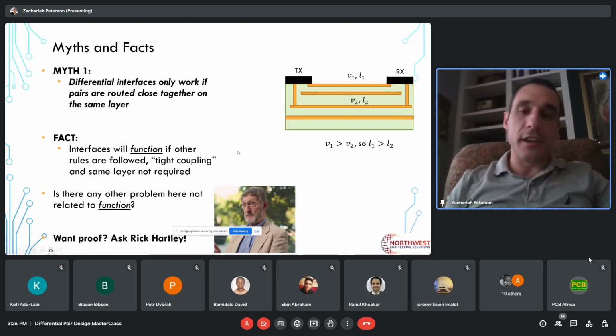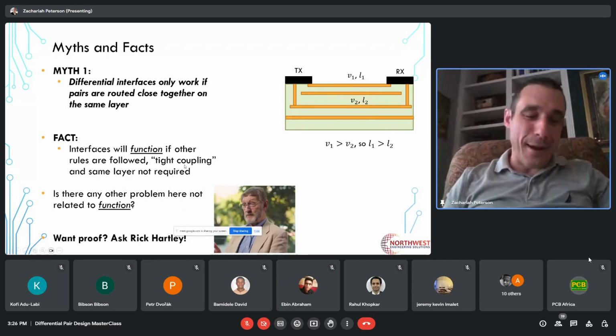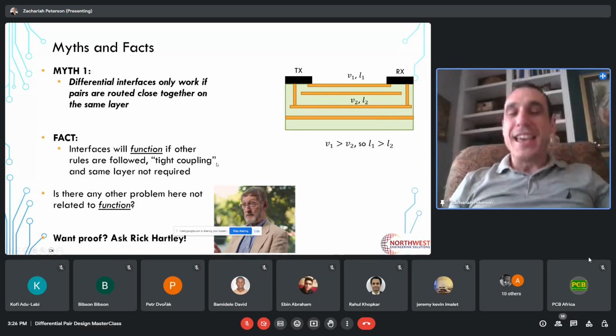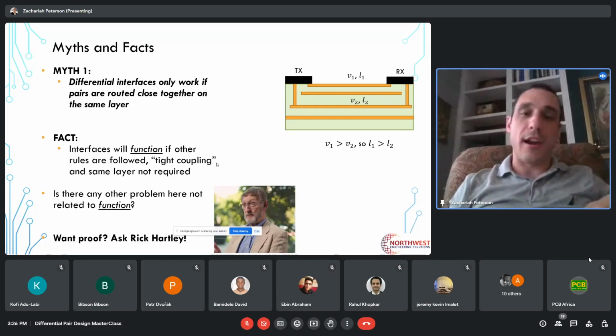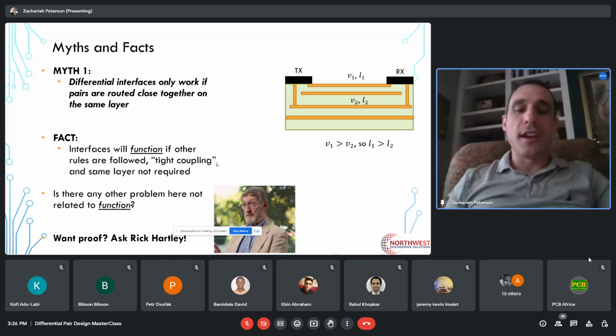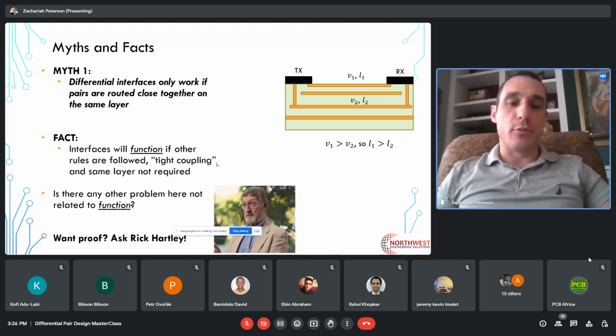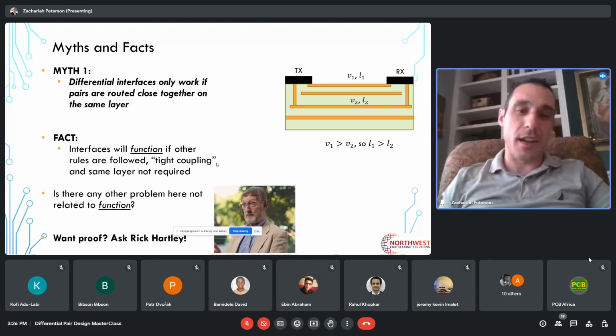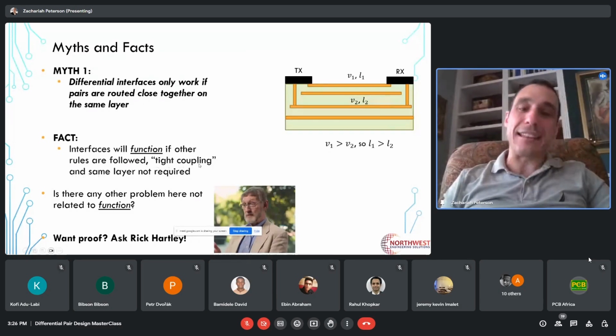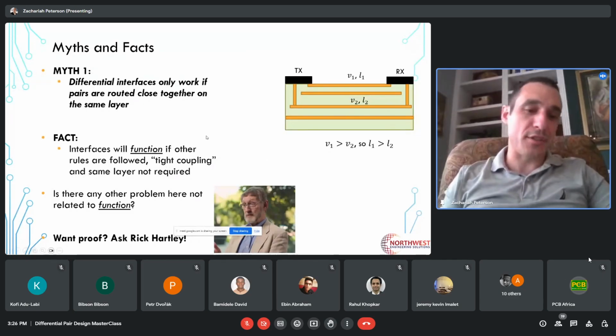He'll tell you a fun story about how he bamboozled an engineering manager into thinking that he did tight coupling on the same layer when really he took two traces in a differential pair and routed them on opposite sides of the board, and probably put his own job at risk just to prove a point to somebody that said he had to use tight coupling in order for an interface to work.